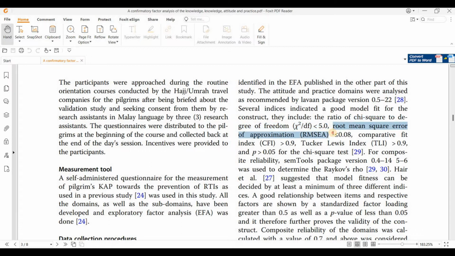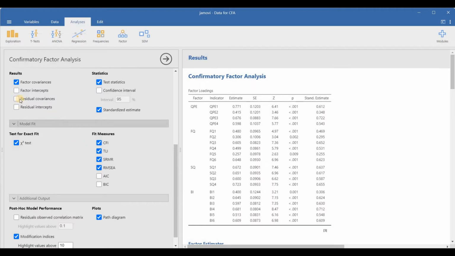Another is the root mean square error of approximation, RMSEA; its value should be 0.08 or less. Then another is the comparative fit index, CFI, which should be higher than 0.9. And the TLI should also be higher than 0.9 and significant at 0.05. So some of these goodness-of-fit indices have been reported here. Normally, researchers report these types of things, so that's why we selected all these.